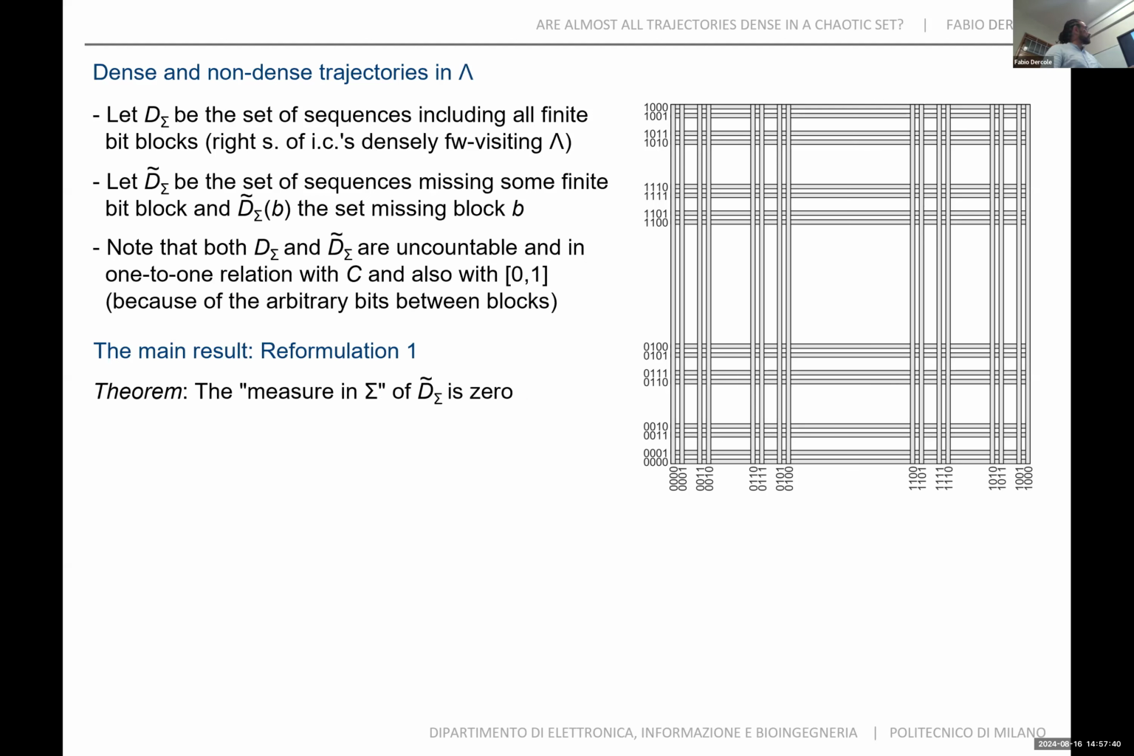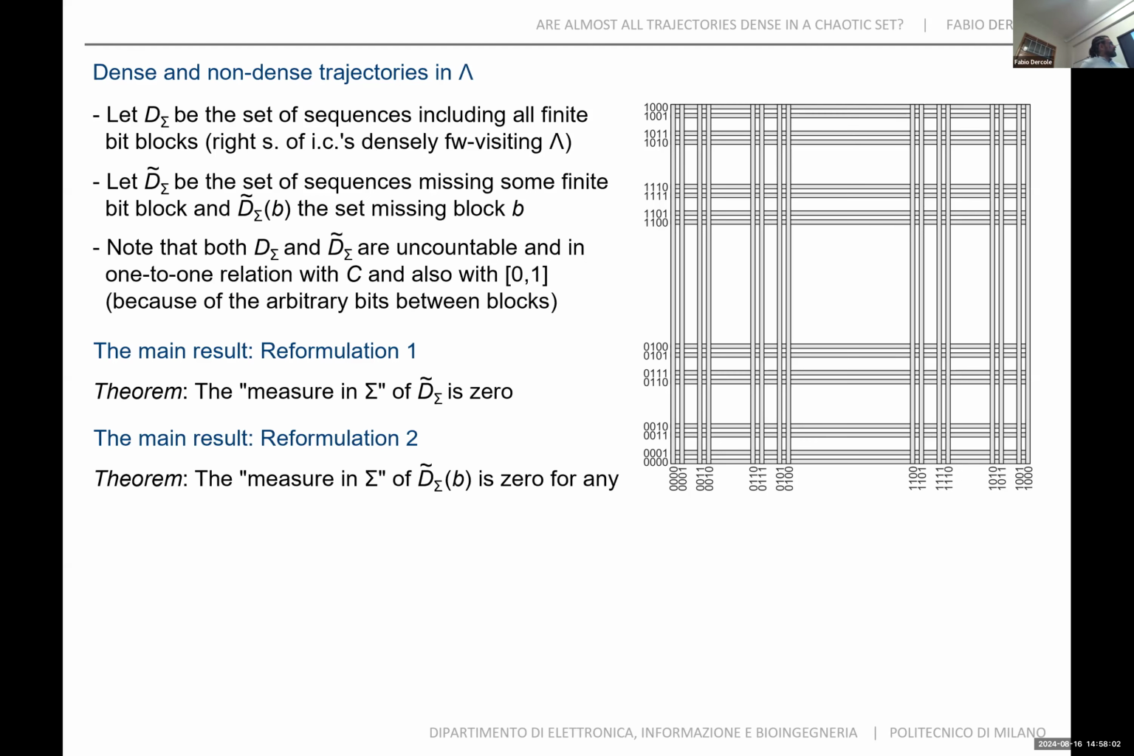So what I want to show is that the measure in sigma, in the set of single infinite sequences, of this set of sequences missing one particular block is 0. And actually, you can simplify. It's enough to show this for a specific block, because the finite blocks of bits are a countable sequence. So this set, without the argument, is the union of all these sets for all possible blocks B. But the measure of the union of a countable number of sets is the sum of the measure of each set. So if each set has measure 0, this set has a measure which is the sum of many zeros.